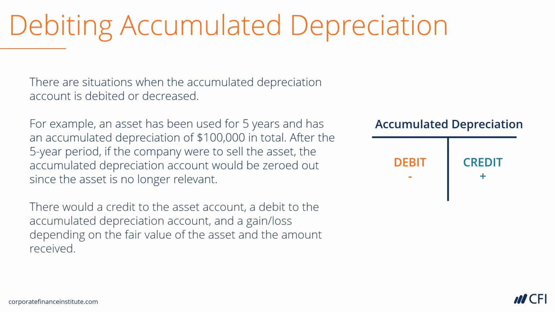In addition to debiting the accumulated depreciation account, they would also credit the asset account that's related to the machine, which is likely PP&E. Then, there would be a gain or loss depending on the fair value of the asset and the amount they received on the sale.